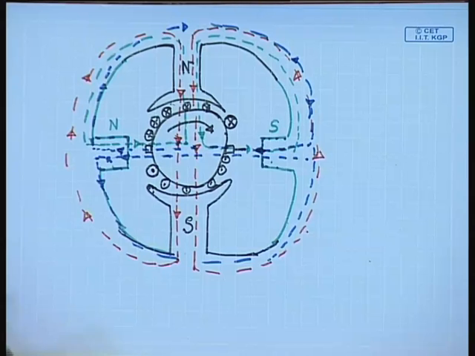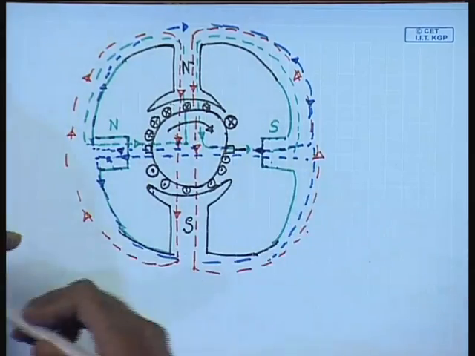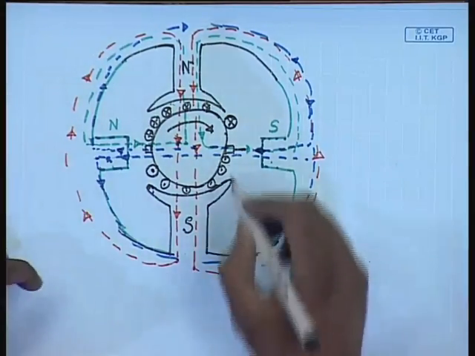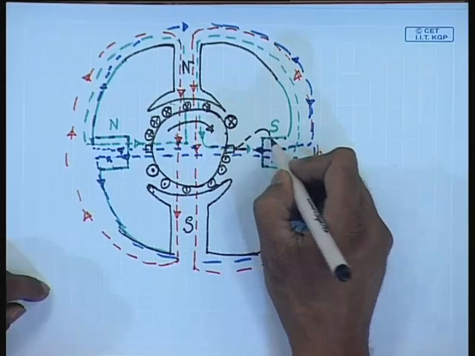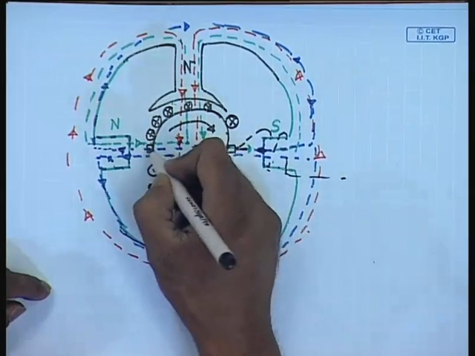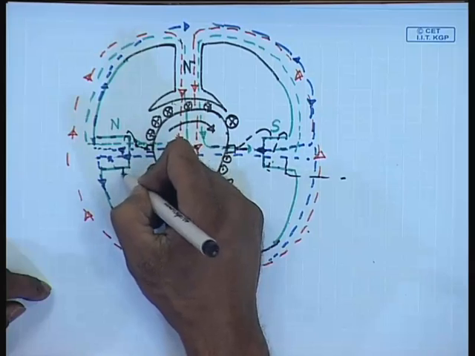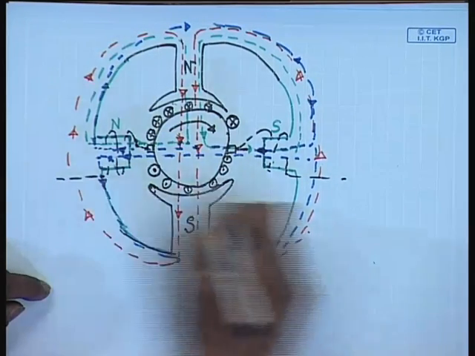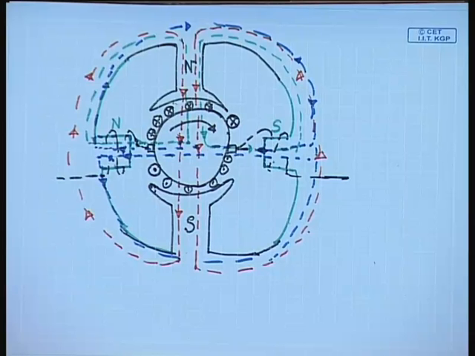Interpoles are short and narrow pole structures placed at the interpolar location in order to compensate the interpolar armature reaction flux. And since the interpole is supposed to compensate the armature reaction flux, interpoles are excited by the armature current, that is the coil on the interpole is connected in series with the armature winding, so that at all load conditions it can cancel the armature reaction flux.